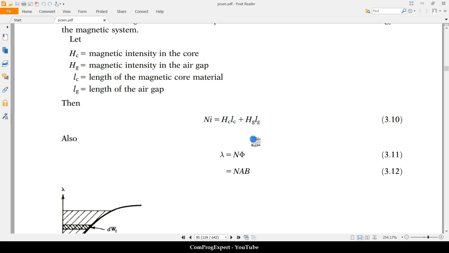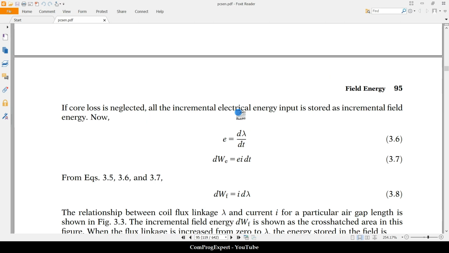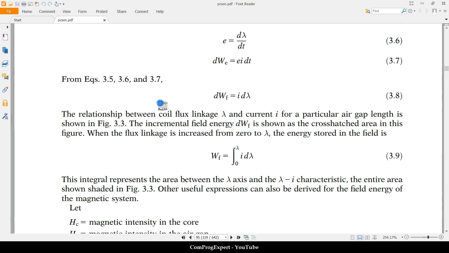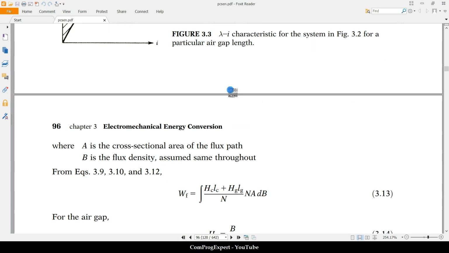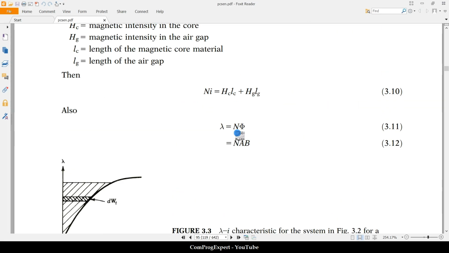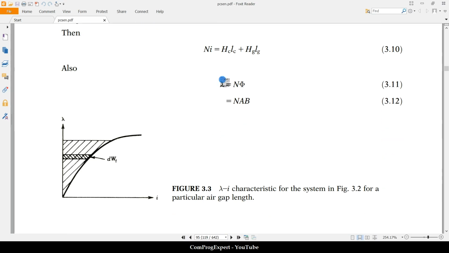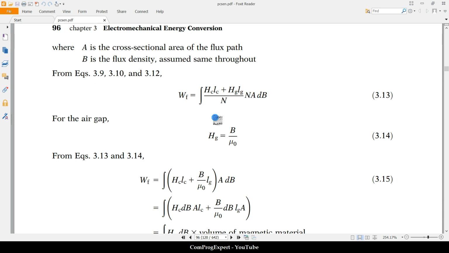L gap is the length of the air gap. You know that the flux linkage is N times the flux in the core. Flux in the core, phi, is B times A, the cross-section area of the core. So if you replace the equations, we can calculate I, the current, from this equation, and the flux linkage from this equation.